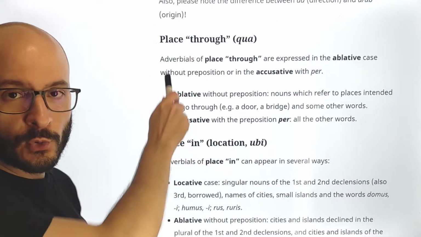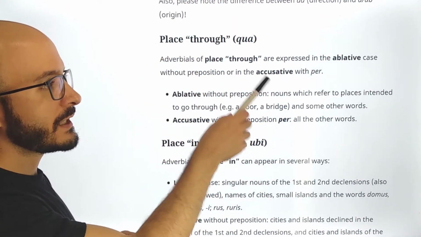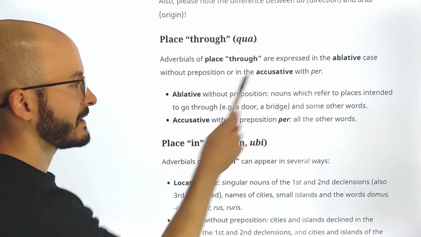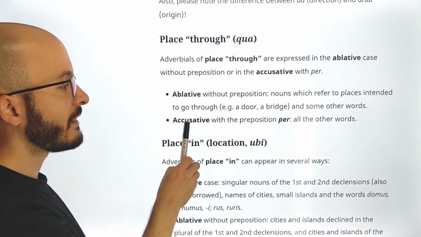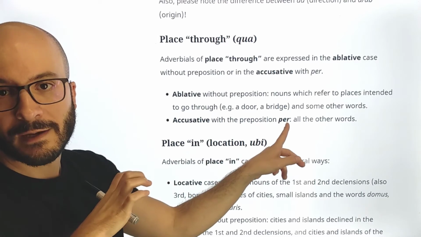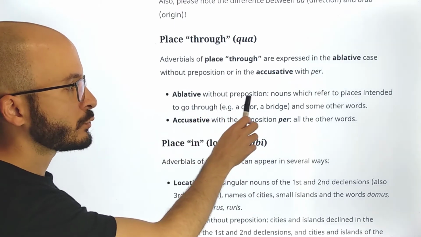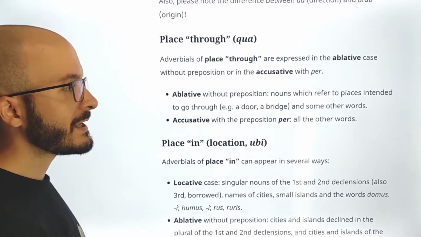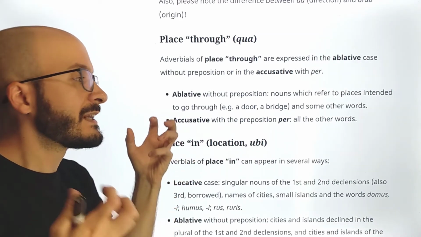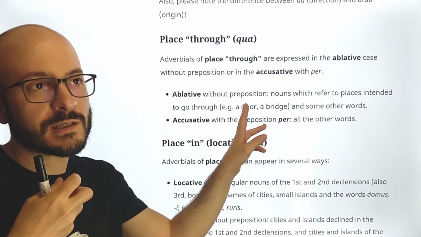Then we have the place through, which I would say is the least common of all of these four types. And this place through can be expressed either in the ablative case or in the accusative. In the ablative, we have ablative without preposition, and then we have accusative with the preposition per. So ablative without or accusative with per. And now we are not going to use the funny list. Okay, so here there is no funny list. So what's the difference? Ablative without preposition with nouns which refer to places intended to go through. So for example, a door, a bridge, and some other words.